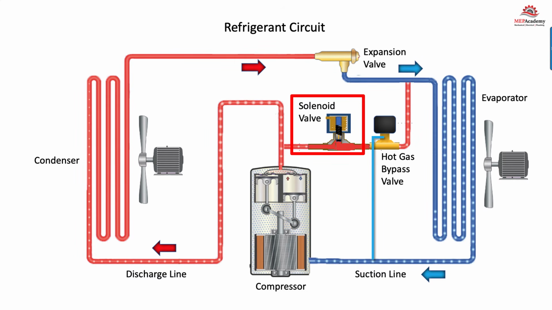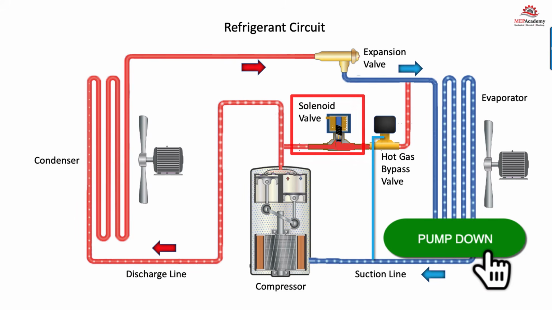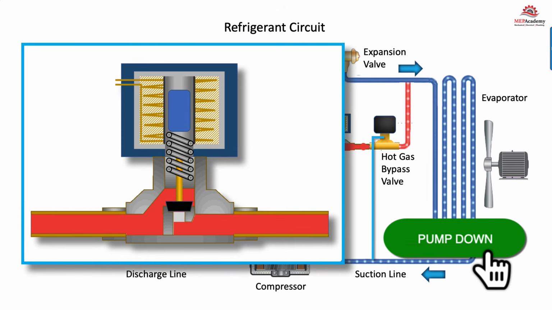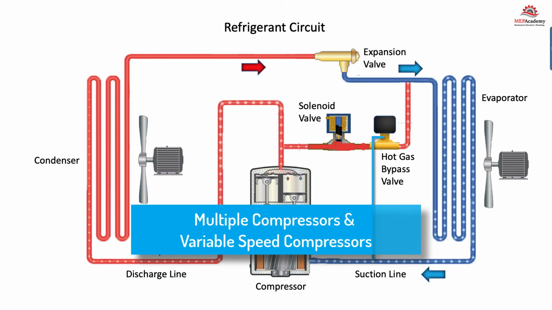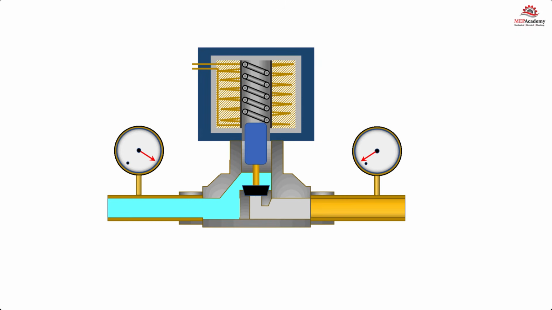When the pump down cycle is initiated, the solenoid stops the flow to the hot gas bypass valve, preventing it from bypassing hot gas into the evaporator. The use of hot gas bypass is considered old technology as it's more energy efficient to use multiple compressors or variable capacity compressors. How do solenoid valves work?